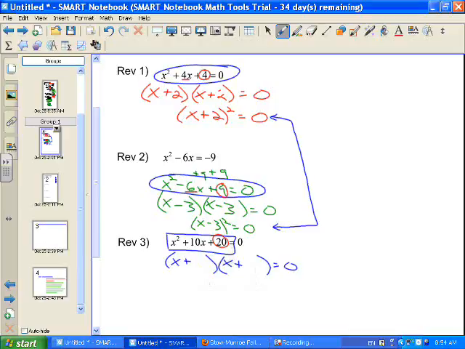So that's what completing the square is all about. This is what I wish it were, I'm just changing it. And that's kind of what completing the square is.